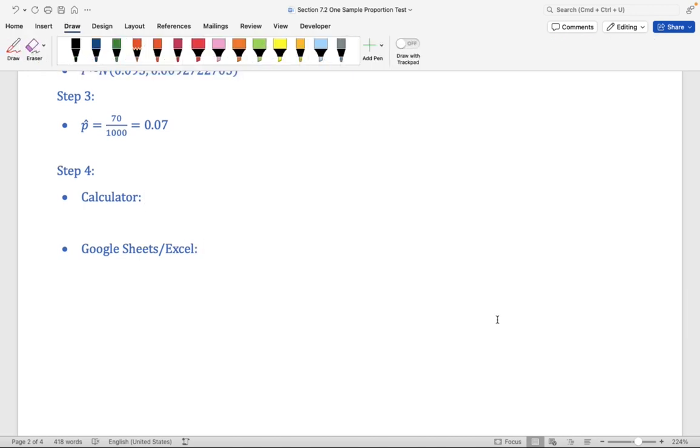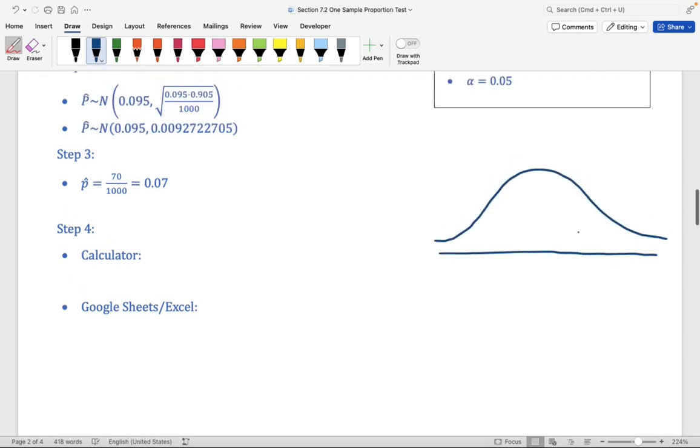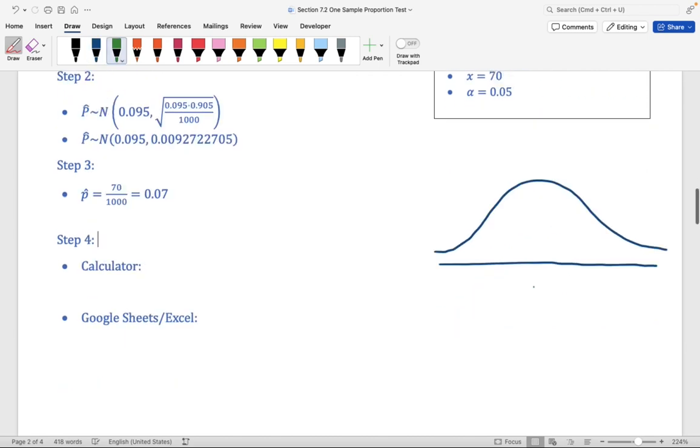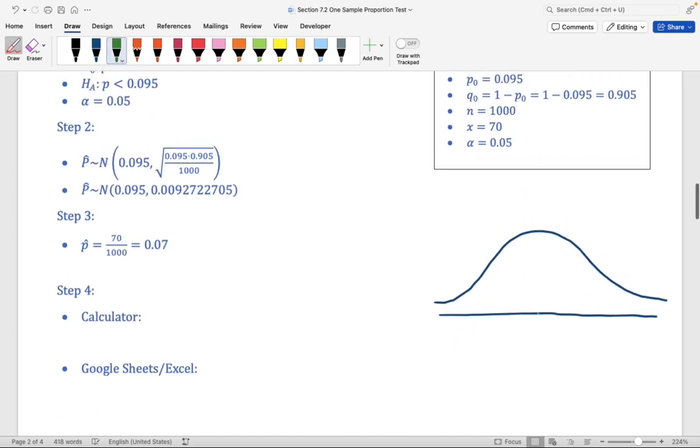Again, for this step, I recommend that you take the time to visualize the normal distribution and the area that you're trying to find. We're visualizing this normal distribution. Here, we're going to assume that the center of the distribution is P naught, which is equal to 0.095. Then we're going to label the p-hat value. P-hat is on the left-hand side of P naught. Let's just say it's somewhere around here. Go ahead and label it.